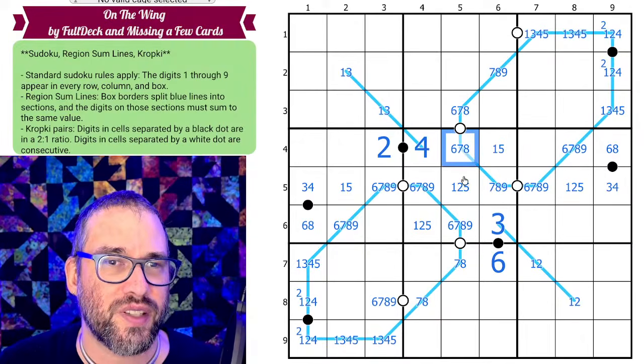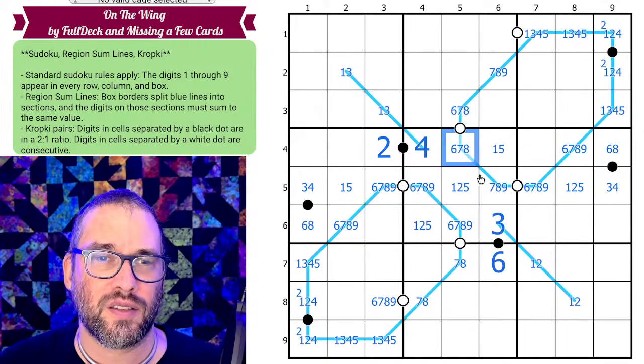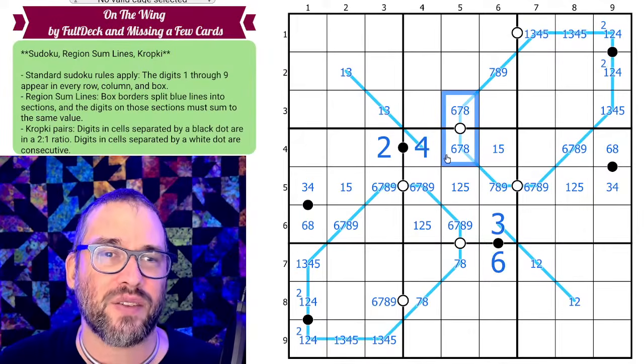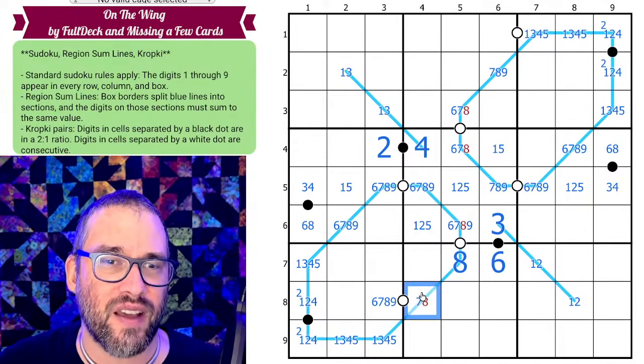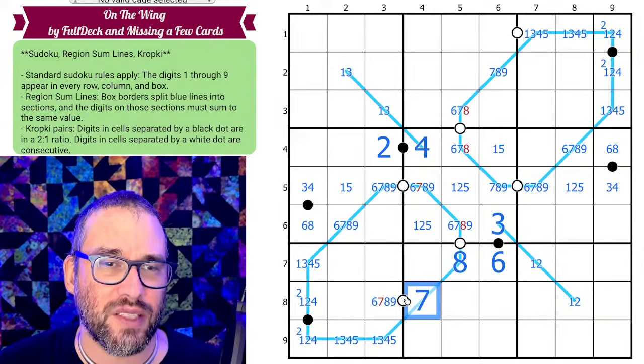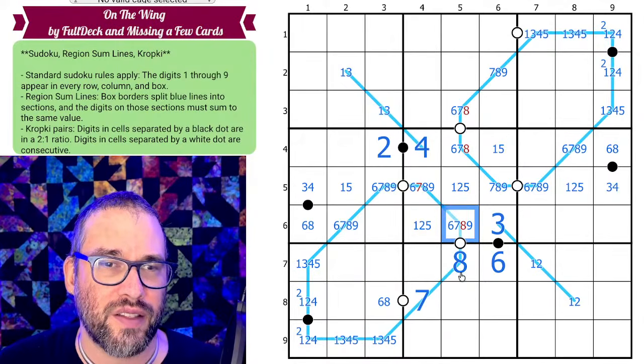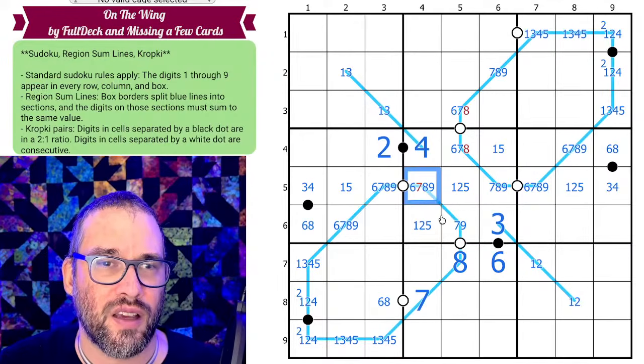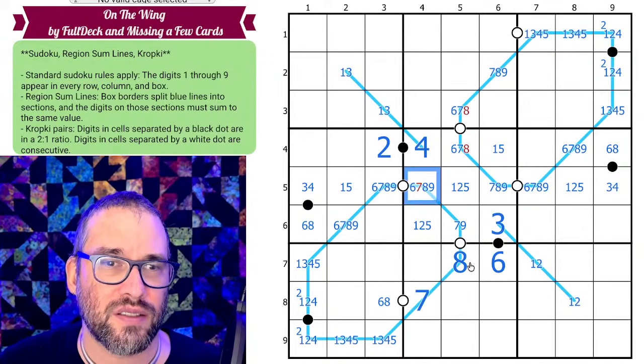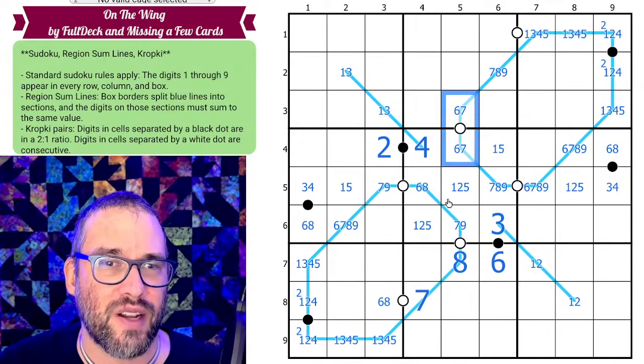Ah, yes, no 6 here, so no 9 here. So there's definitely a 7 on this black dot. So that's an 8, that's a 7. This is a 6 or an 8. This is a 7 or a 9. So this is a 6 or an 8. So this is a 7 or a 9. This is now just a 6-7 pair, so that's a 9.